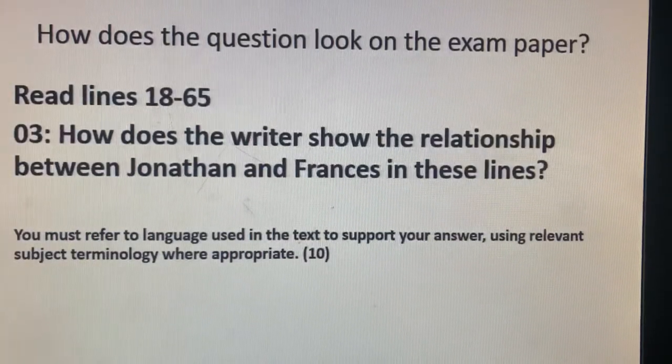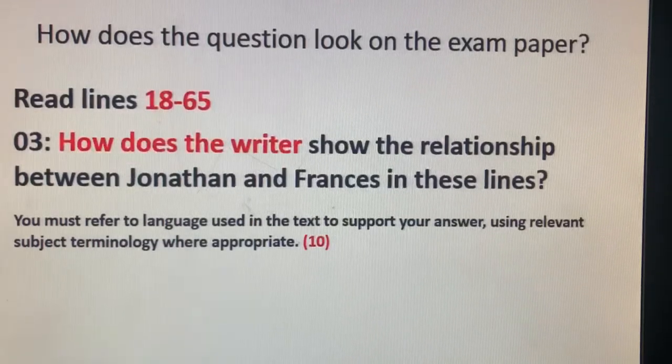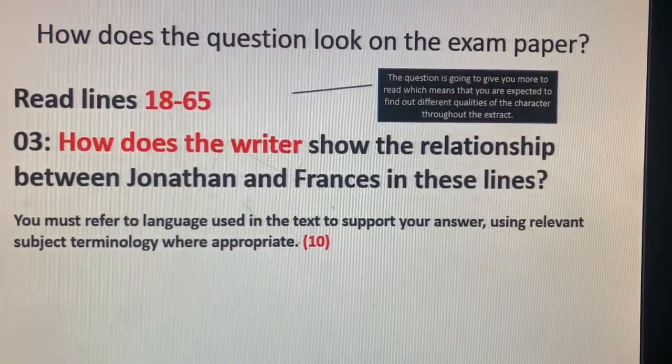Here is an example then of a question 3. The key information the exam will give you is now in red. Once again, it gives you a certain number of lines to read, and in this case it's quite a large number of lines, 18 to 65. Which means there's going to be plenty of different qualities to talk about regarding the relationship between Jonathan and Francis.